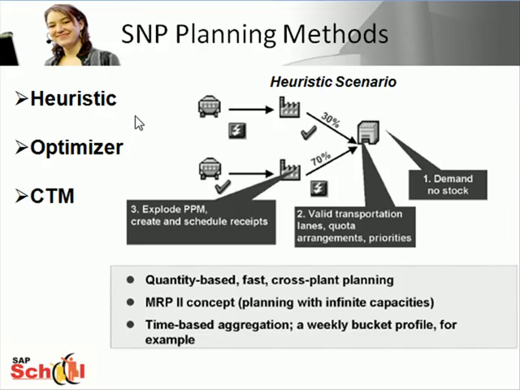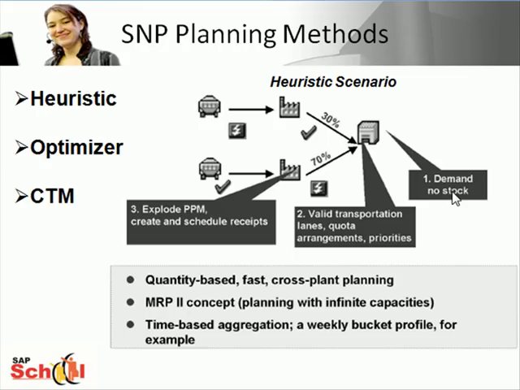There are three main planning methods under SNP: the heuristic, optimizer, and CTM. In this session, we won't go through all three, but we will take a quick look at the heuristic scenario. This figure here shows the heuristic scenario. Three steps are involved. In the first step, there is no demand at a distribution center. The net requirements calculation does not find any stock.